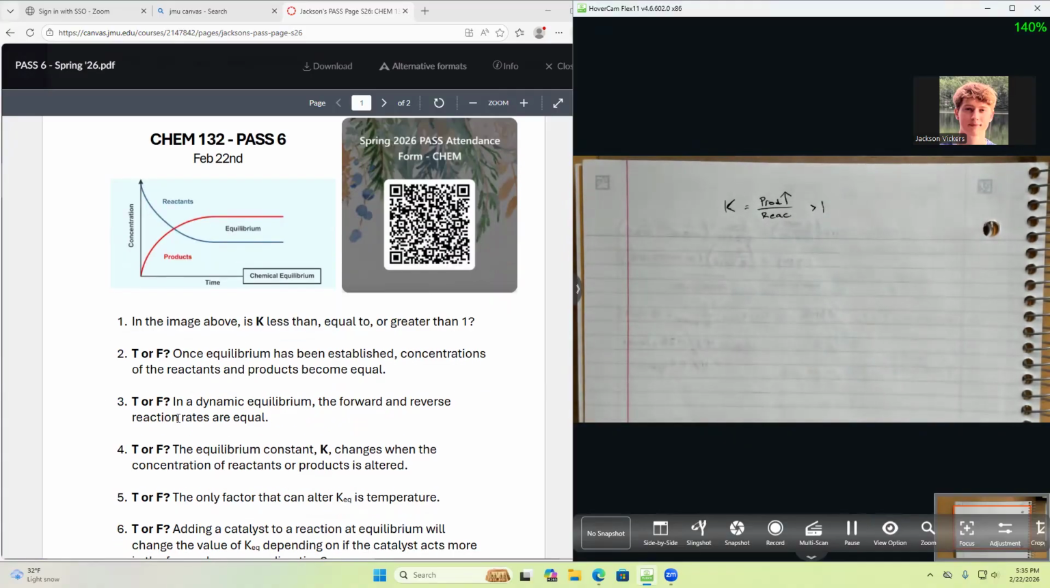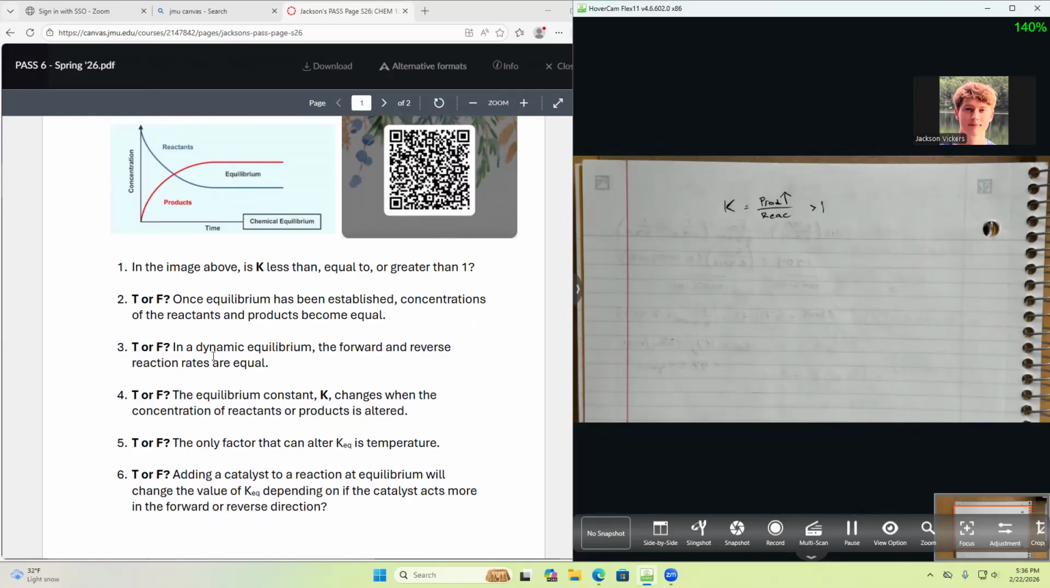All right. Now I got a few true or false questions because a lot of this stuff as of now is conceptual. We haven't gotten into a lot of the math part yet. True or false? Once equilibrium has been established, concentrations of the reactants and products become equal. False. This one sounds like it would be true, but you can look up here and see that we have more products than reactants. Even though they're hitting constant concentrations, those are not equal to one another. That's probably the easiest mistake to make: people think when you're at equilibrium, you have equal amounts of both things, but that's not true.